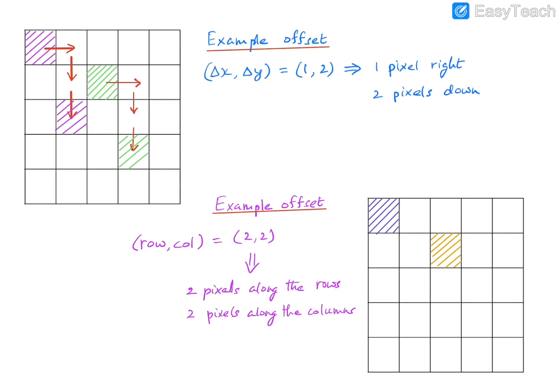Okay, so this is the meaning of offset. What we want to calculate in the co-occurrence matrix is, for this particular offset, how many times a particular pair of pixel values repeat themselves with this given offset. We'll see how to do that. Let us first understand offset here, and we'll see how to calculate the co-occurrence matrix in the next slide.